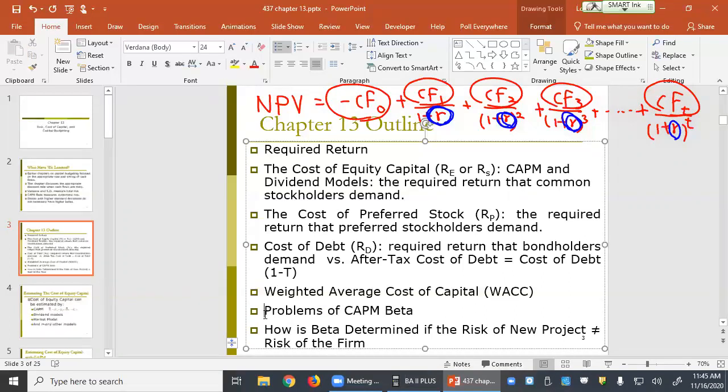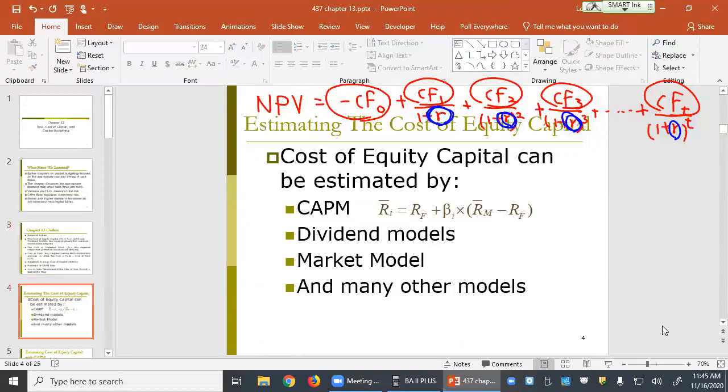Then we'll also talk about, what if your company doesn't have enough data for the analysis, then what do you need to do? How do you make a capital budgeting decision? So there are a lot of details that we'll talk about in this chapter so that it will help us to complete the case analysis. Okay, so let's get started.